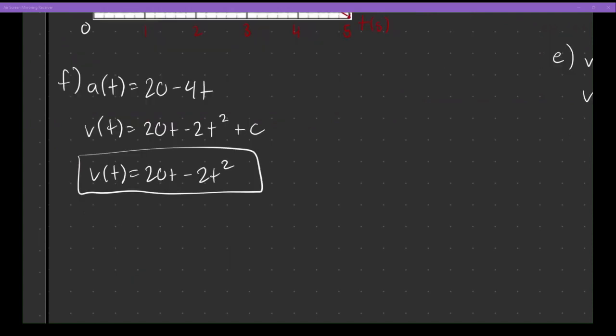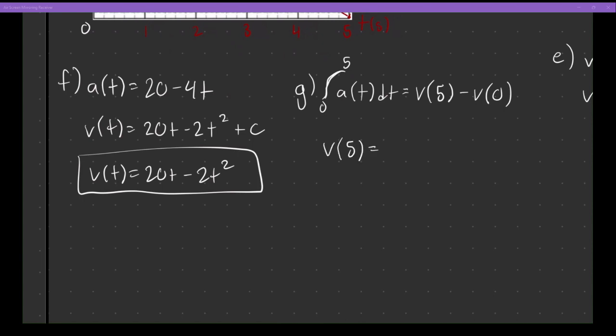Alright, for part G, I'll use the fundamental theorem of calculus. It's just that the integral, in this case from 0 to 5, of acceleration, since integrating acceleration gives you velocity, equals v of 5 minus v of 0, the initial. Rearranging that, the velocity at 5 seconds is equal to the initial velocity plus the integral from 0 to 5 of a of t dt.